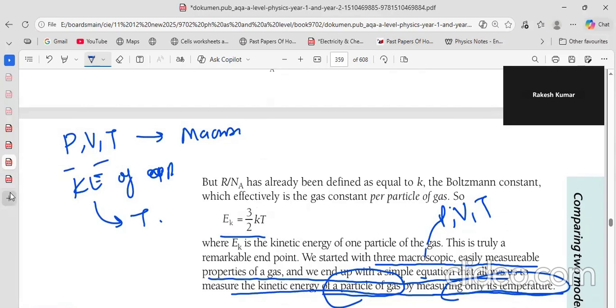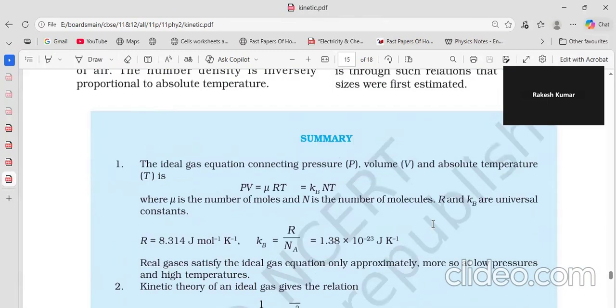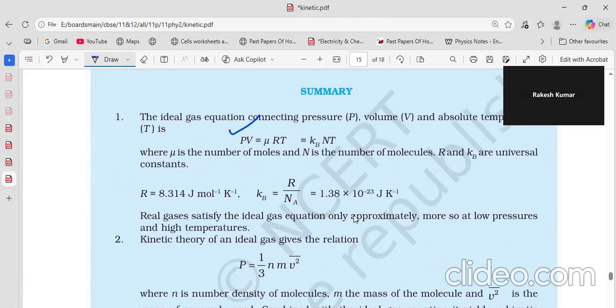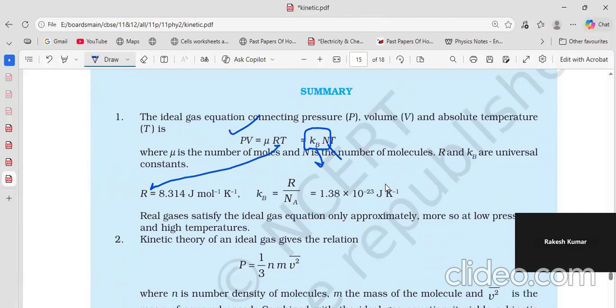Now, if you know this, then there's something which comes up, Boltzmann constant k. So essentially, this equation is very easy. You can remember this. You will find R here can be written as kB into N, the Boltzmann constant, and N is the number of particles. And this is not Avogadro number, it is the number of particles.